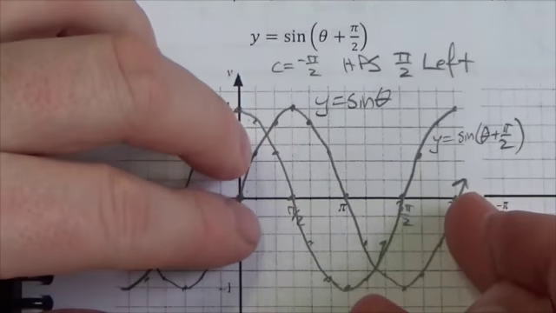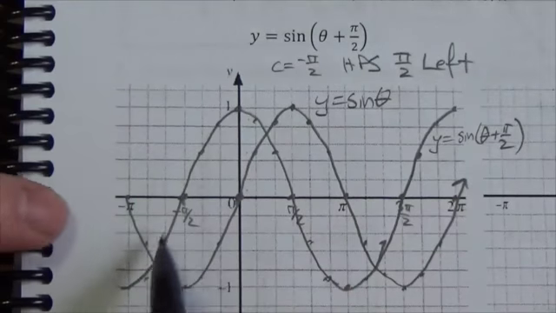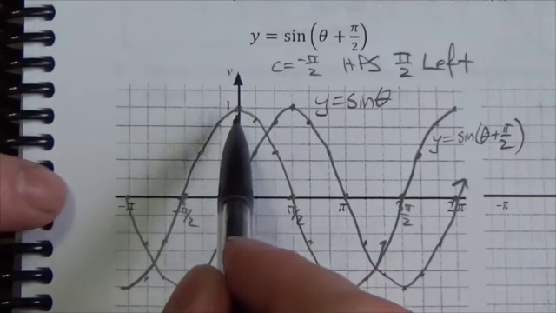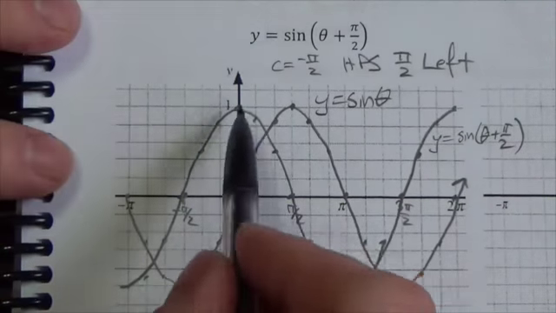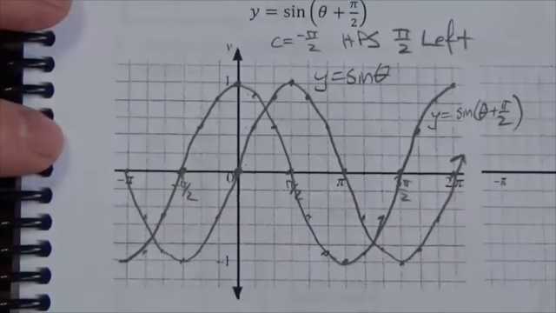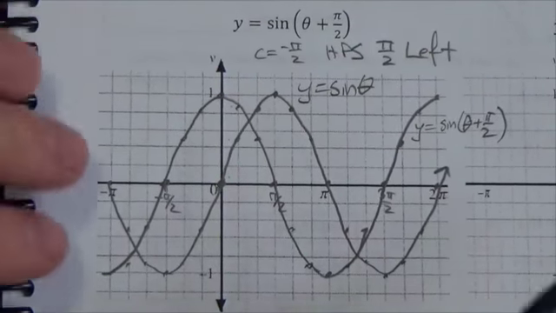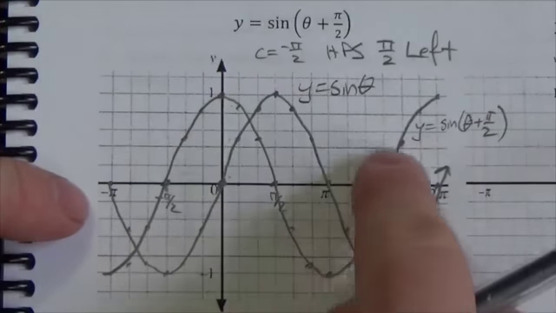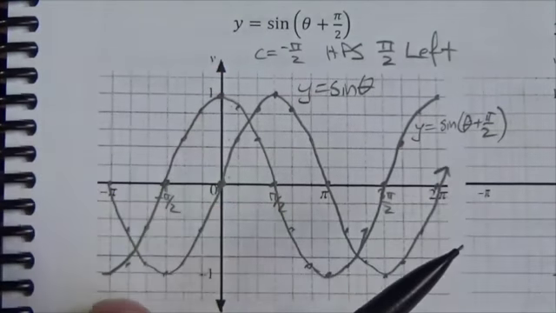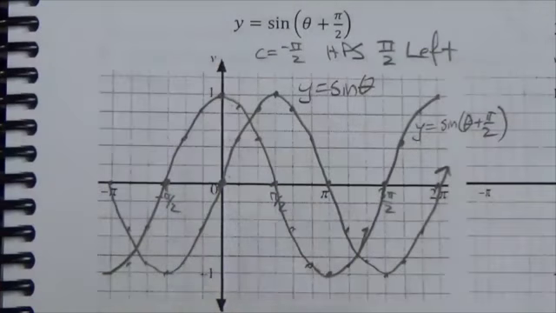The whole thing has been moved over pi over 2 units to the left. And notice, by the way, that now it starts at its maximum on the y-axis. Very similar to a cosine graph, okay? In fact, if I was just looking at this graph right here, I probably wouldn't jump to the conclusion that that was a sine graph. I would assume that that was a cosine graph. We're going to talk about that a little bit more in just a bit.